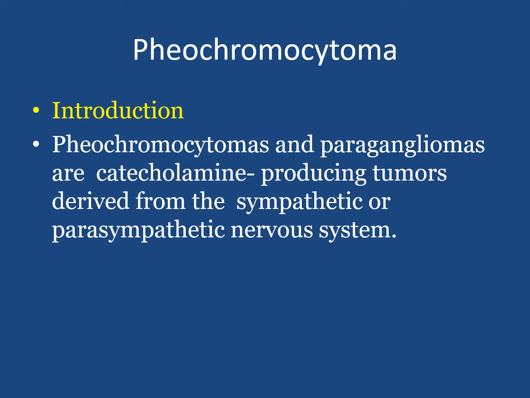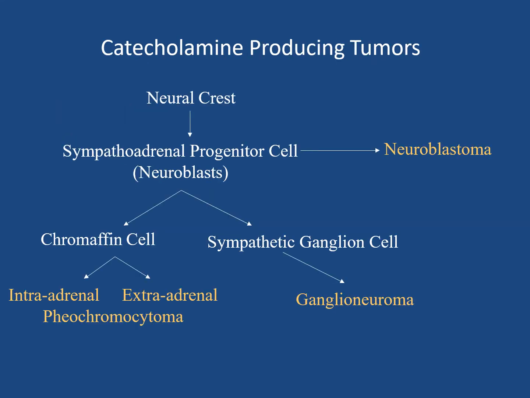Pheochromocytomas and paragangliomas are catecholamine producing tumors derived from the sympathetic or parasympathetic nervous system. So you see it is the neural crest cell which then gives rise to neuroblasts, sympathoadrenal progenitor cells that produce neuroblastoma. These neuroblasts can give rise to chromaffin cells and the sympathetic ganglion cells, from where intraadrenal, extraadrenal, and ganglion neuromas can evolve. These chromaffin cells are also involved in the pheochromocytoma, which could be intraadrenal or extraadrenal. We will discuss the intraadrenal pheochromocytoma today.